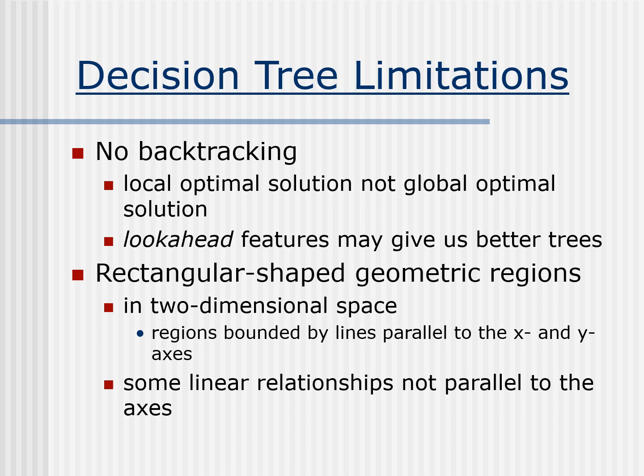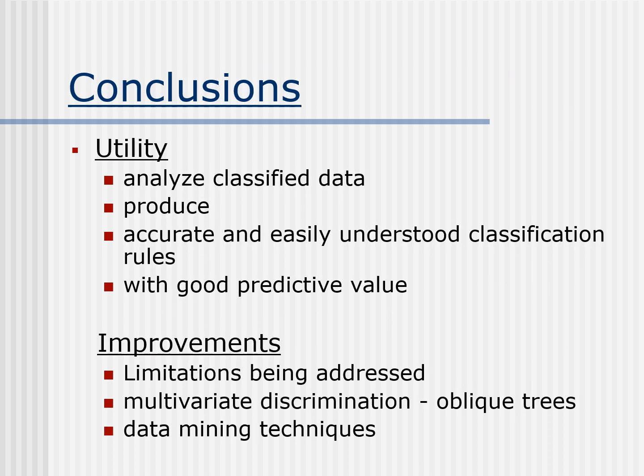In two-dimensional space, the regions are bounded by lines parallel to the x and y axes. So a linear relationship not parallel to the axis, that representation causes a problem or difficulty. That is another limitation. What we can conclude here is that we can utilize the decision tree method by analyzing the classified data, with good predictive value and easily understood classification rules, and then we can have a better decision tree.